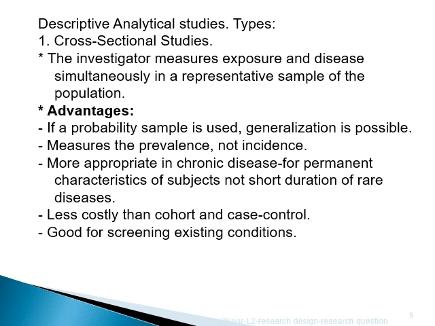and the factors related, whether they were exposed to anything, whether they have risk factors. If a probability sample is used, it means involving a randomly selected sample. Generalization is possible. It measures the prevalence, not incidence. It is more appropriate in chronic disease for permanent characteristics of subjects, not short duration of rare disease. Less costly, good for screening conditions.